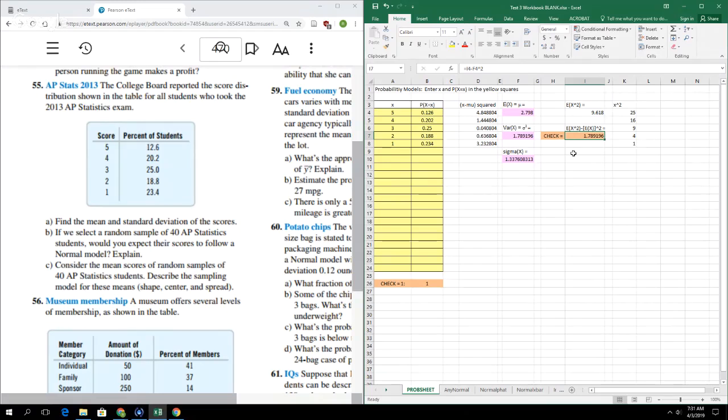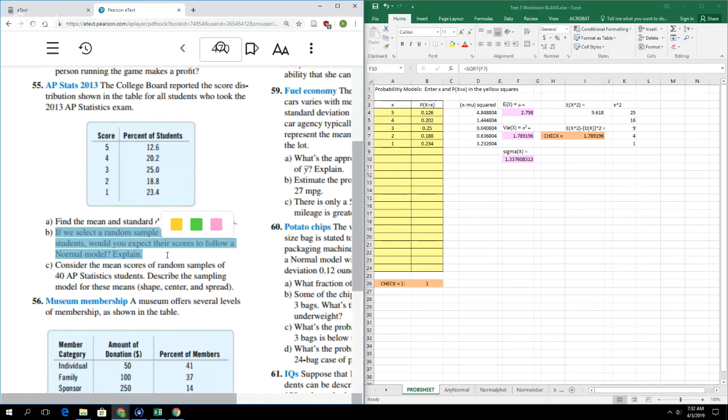So that's that, right? We're done. Find the mean and standard deviation of the scores. Mean, standard deviation. Okay, now let's think about this. If we select a random sample of students, would you expect their scores to follow a normal model?